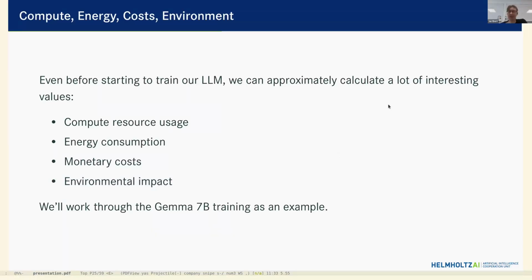And I will make a brief run through these formulas with you. They are not too complicated, I hope. But I won't bother with explaining each and every number in them. This is mostly a reference for you if you want to later check out and do your own calculations for fun. And we'll work through the Gemma 7B training that I mentioned earlier as an example.